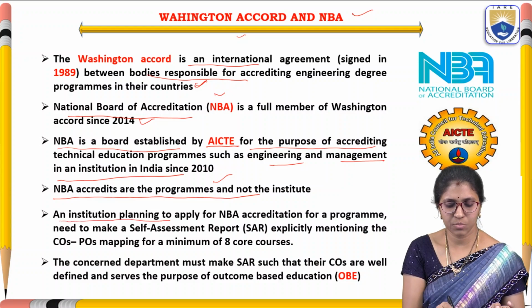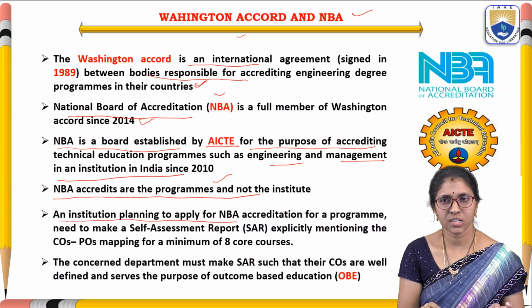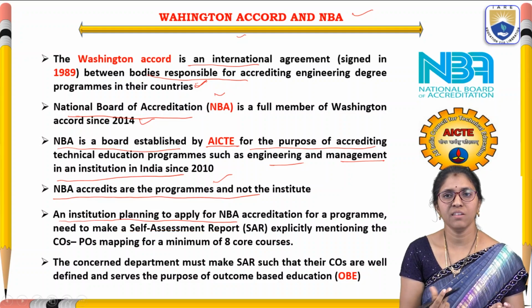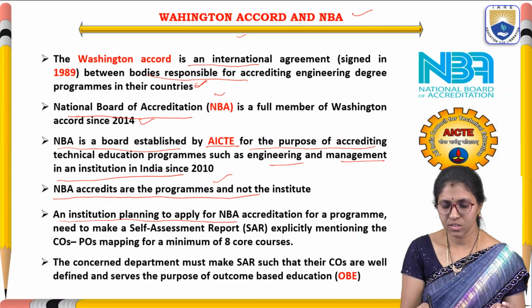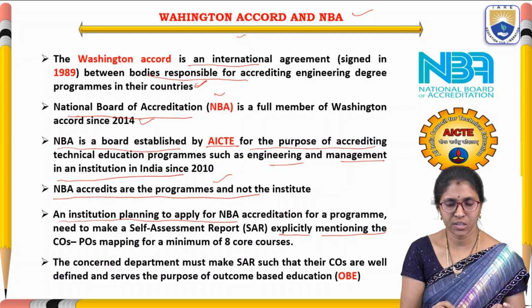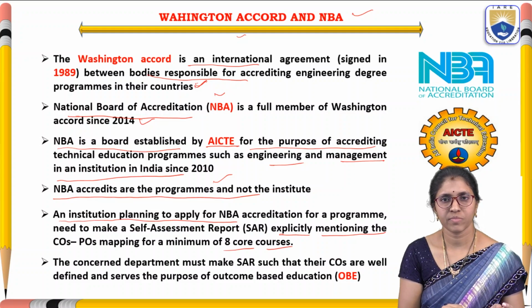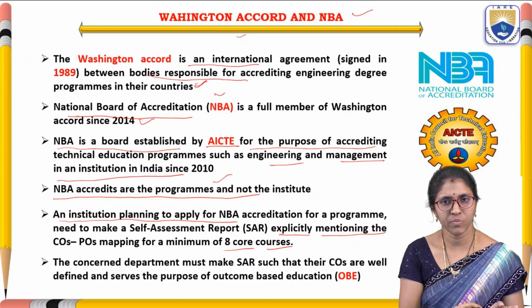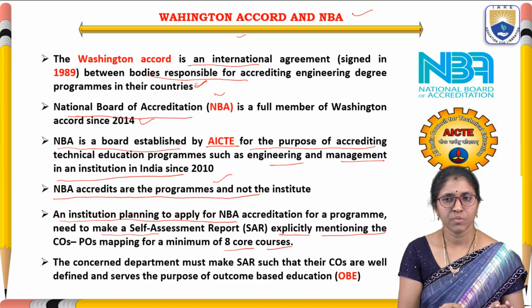An institution planning to apply for NBA accreditation for a program needs to make a self-assessment report, the SAR, explicitly mentioning the COs-POs mapping for a minimum of 8 core courses.